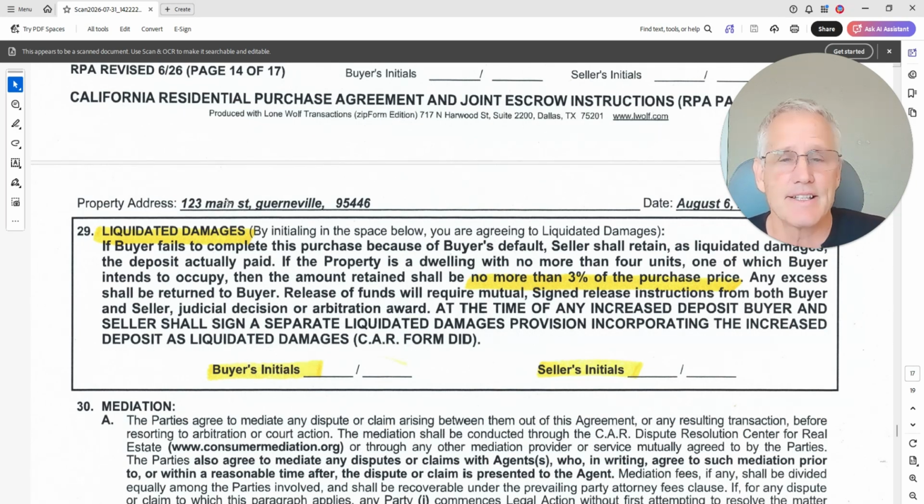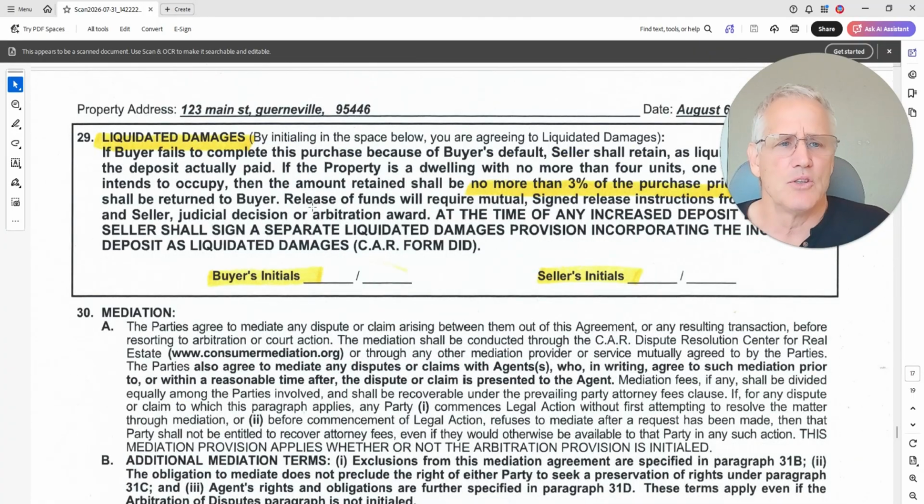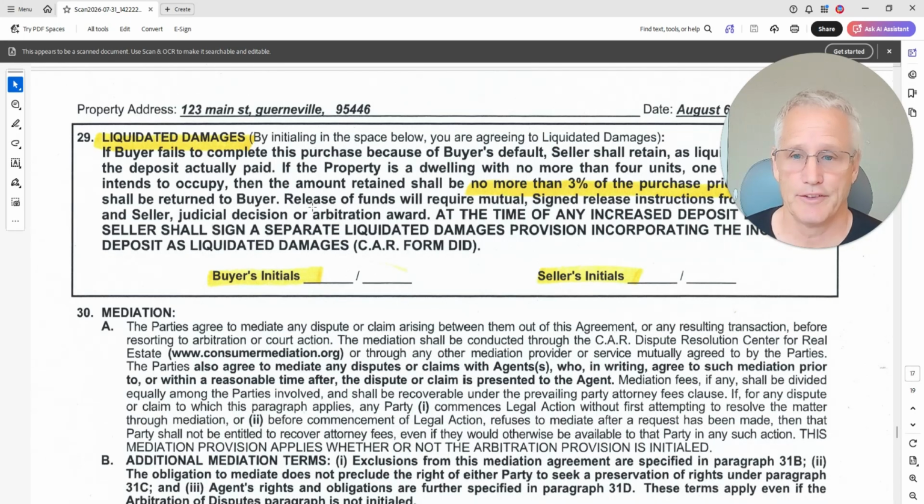So that's saying buyer and seller are going to have to both release the 3% from title and escrow, or arbitration or a judicial decision can determine that. At any time of increased deposit, buyer and seller shall sign a separate liquidated damage provision incorporating the increased deposit as liquidated damages. Just something very important to know. And if you've got any questions regarding legality or legal questions, definitely go to a real estate attorney with those questions. Real estate agents are not lawyers. Legality needs to be talked about with an attorney.